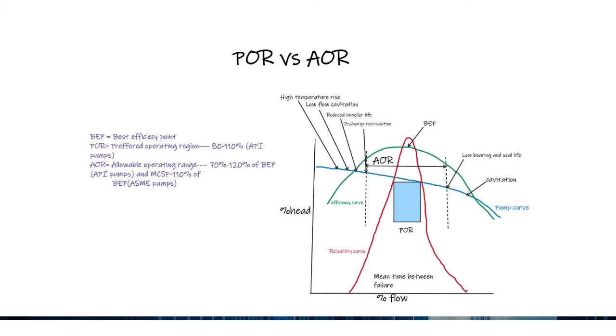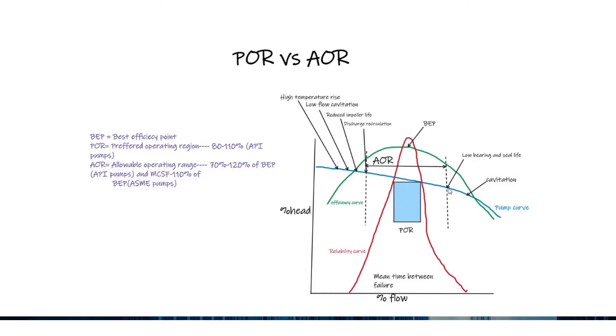We should understand that we are compromising with the pump service life by operating it in the allowable operating region, and in this way the reliability in that region will also be less. So the best thing we can do for high reliability is that we should always consider operating the pump within the POR region.